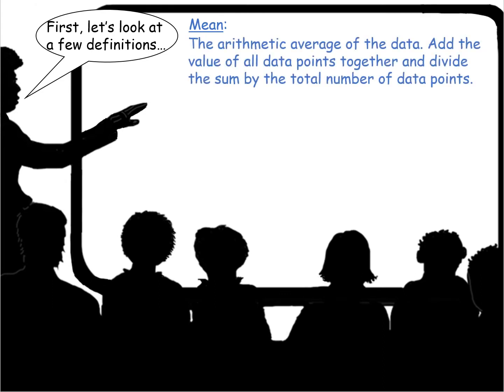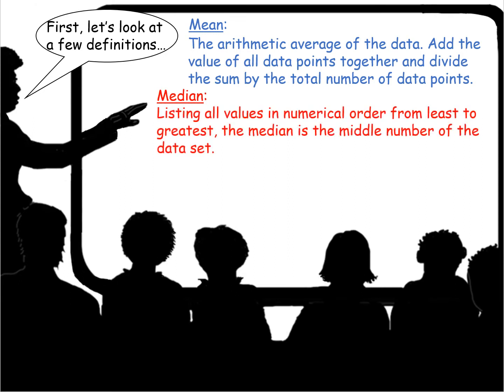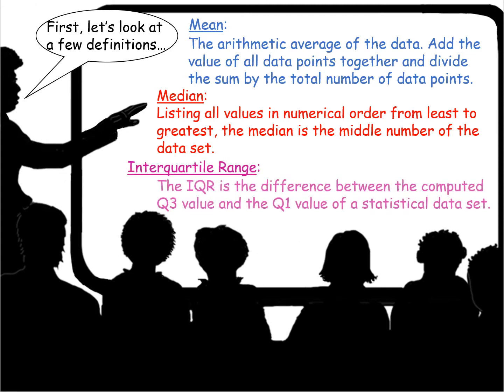The mean. The mean is the arithmetic average of the data. You add all the values of the data points together and divide the sum by the total number of data points. The median is when you list all the values in numerical order from least to greatest, and the median is the middle number of that data set. And the interquartile range, often referred to as the IQR, is the difference between the computed Q3 value and the Q1 value of a statistical data set.